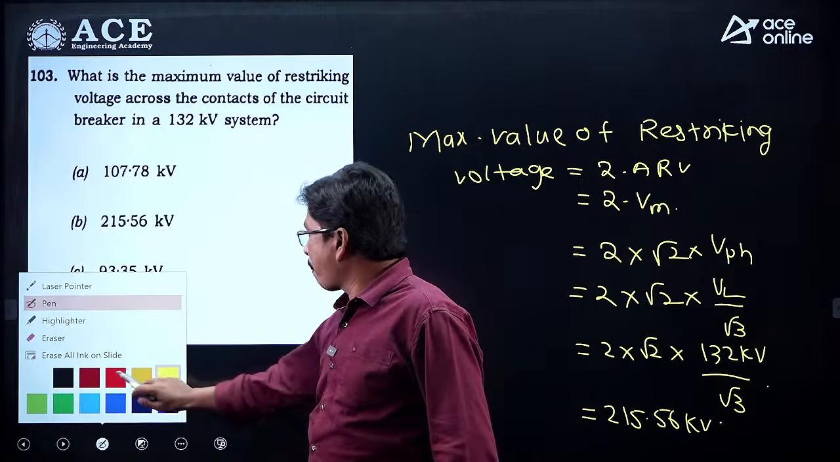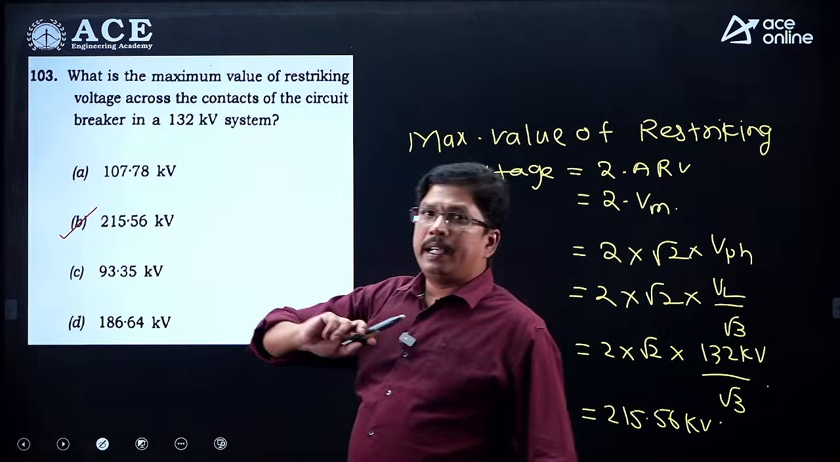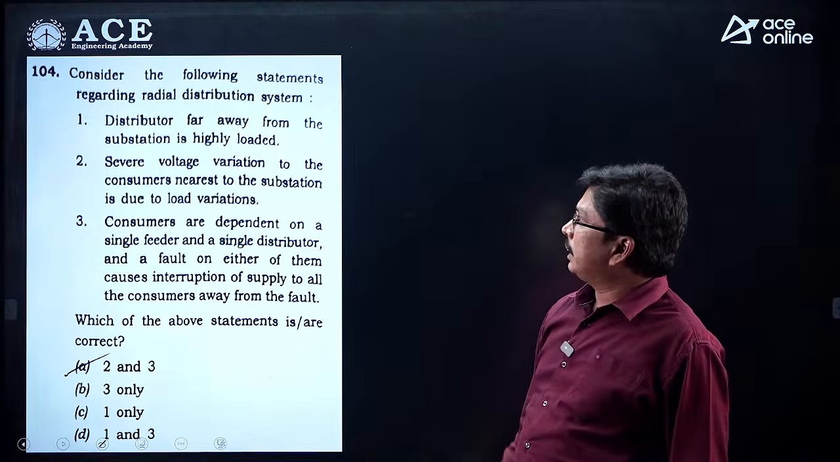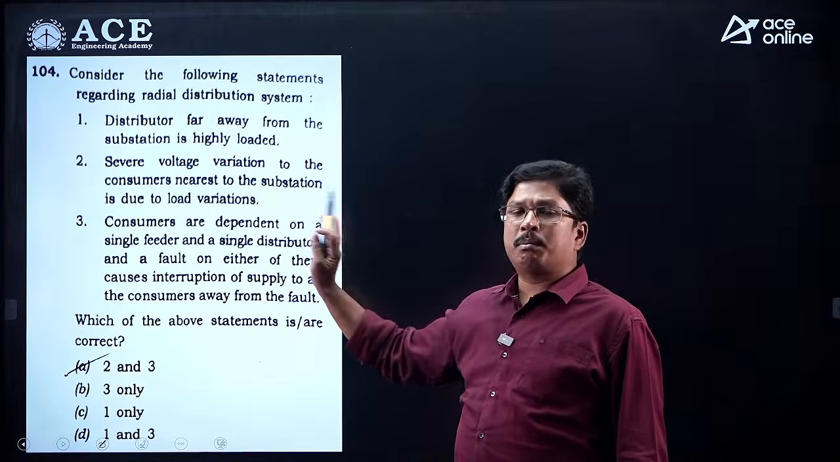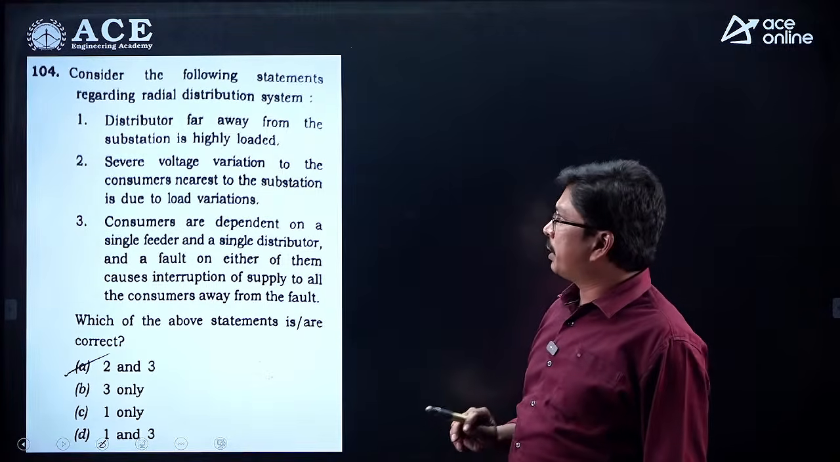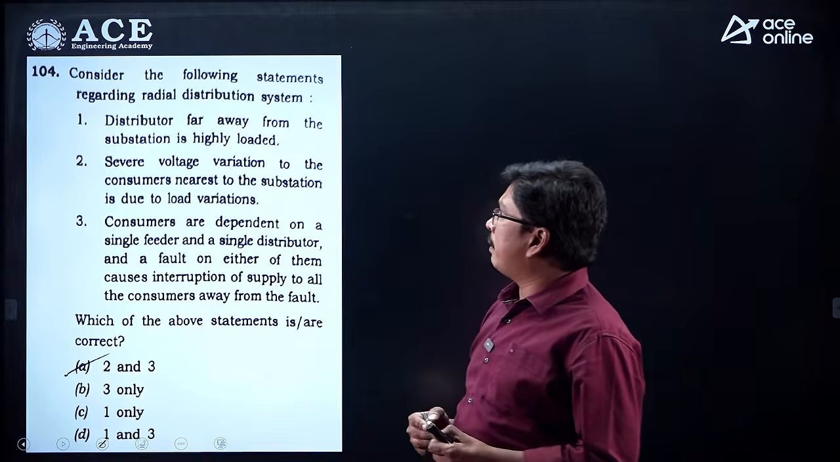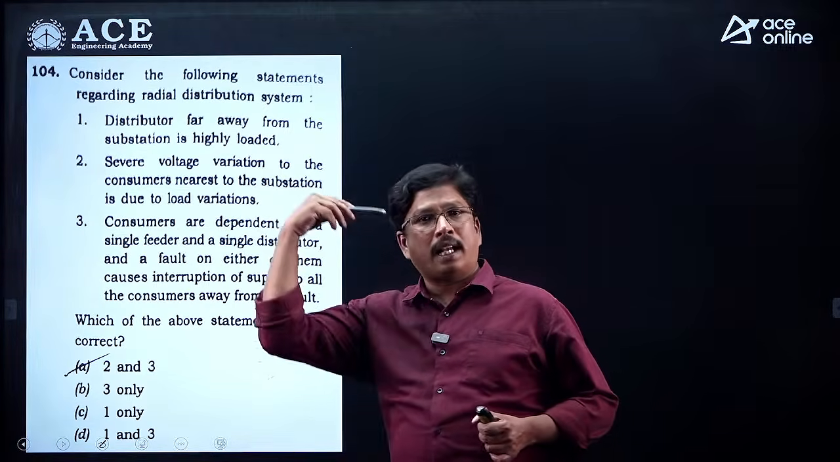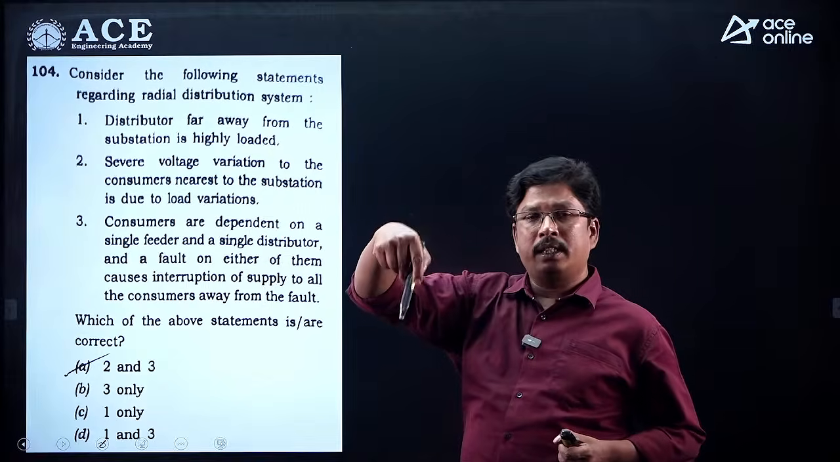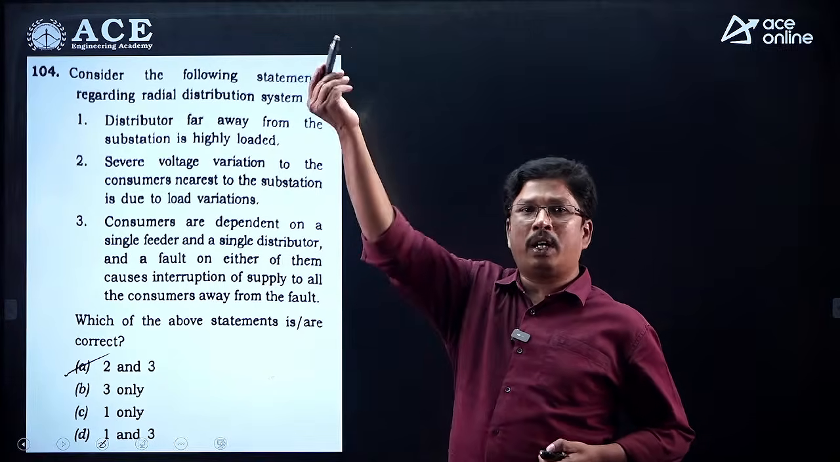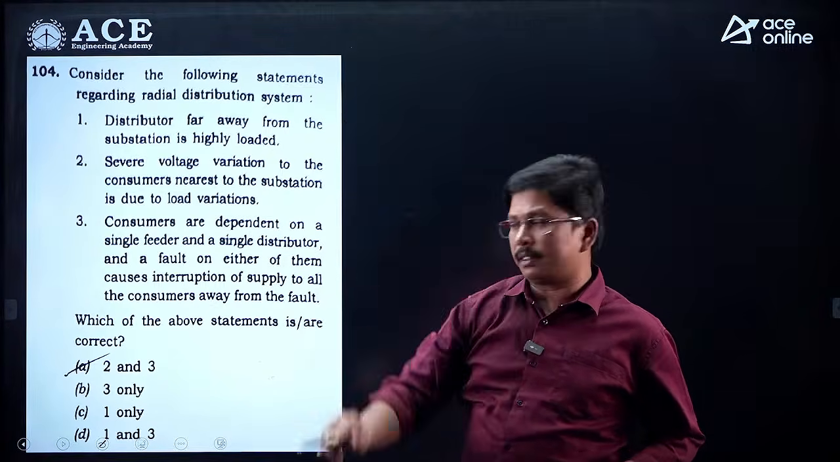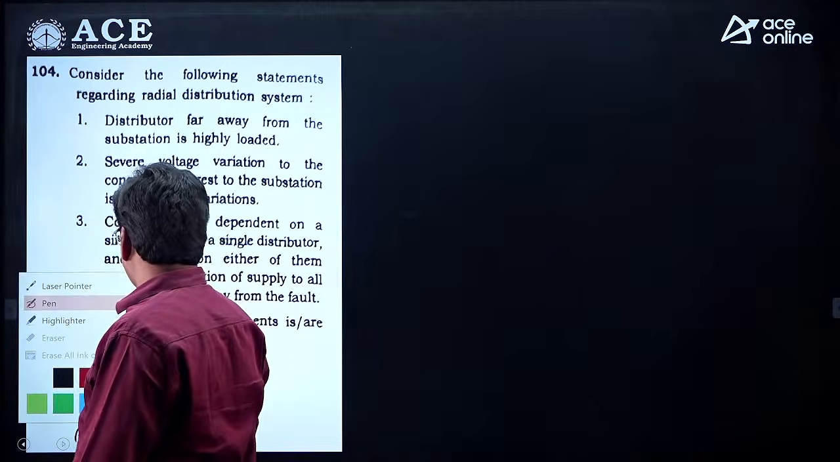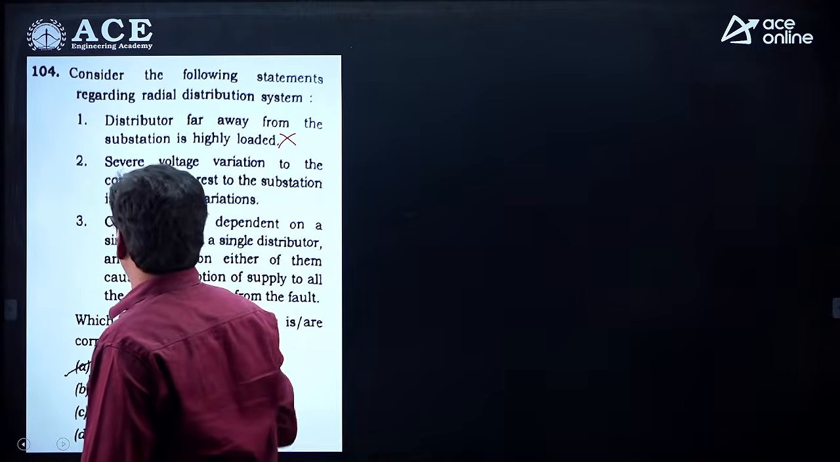215.56 kilovolts. Right. And we'll see the next question here. So, a very simple question. Many times we have discussed the radial distribution system. The distributor far away from the substation is heavily loaded, so the last consumer is getting the least voltage. If he has a very high load, the voltage will be very low. So the last consumer should never get the highest loading.